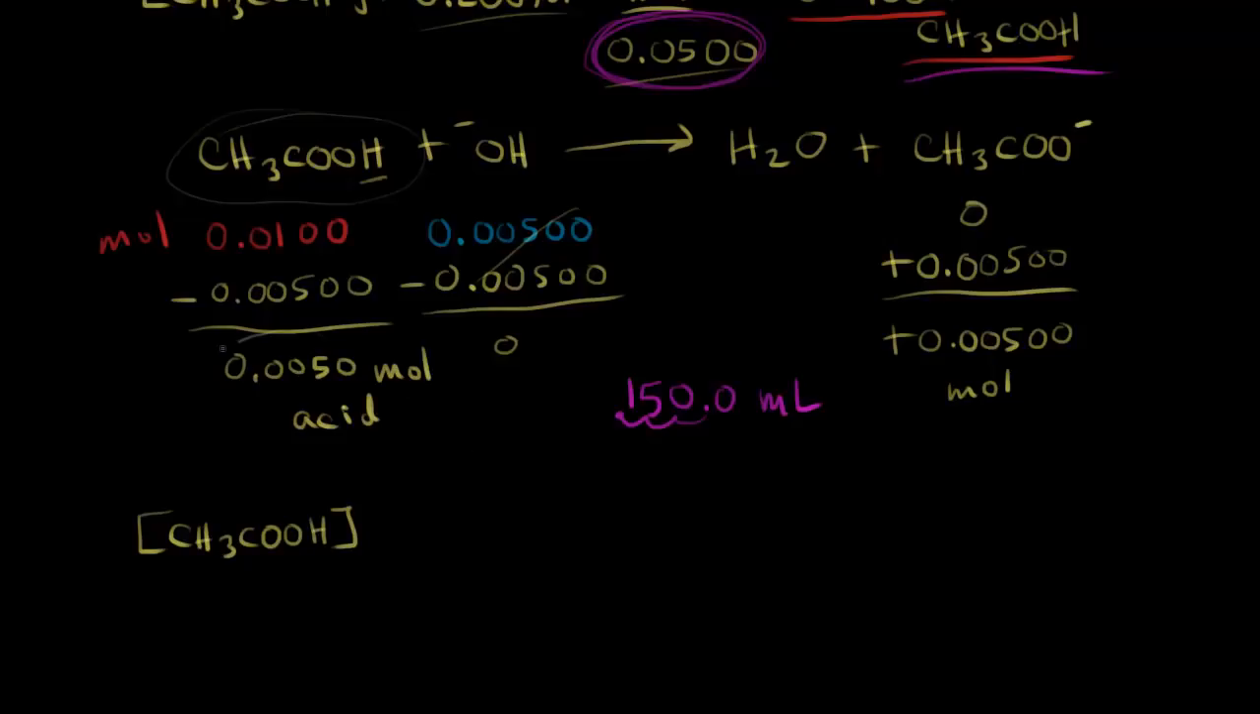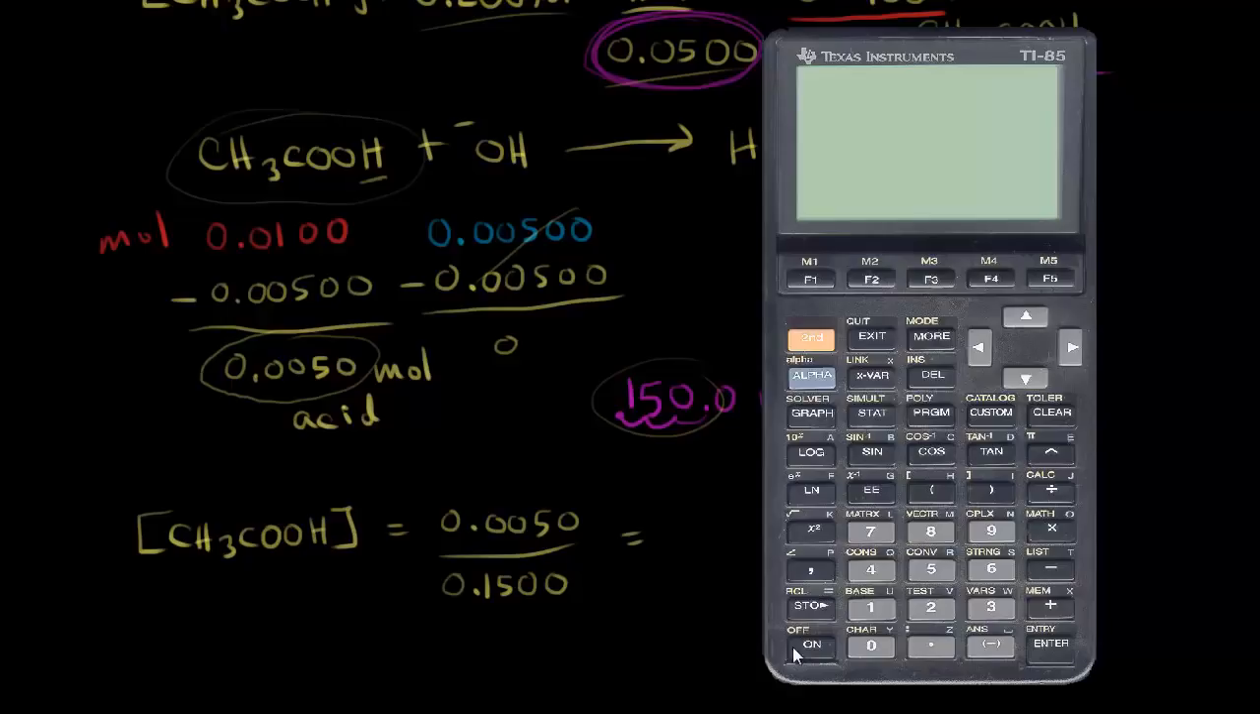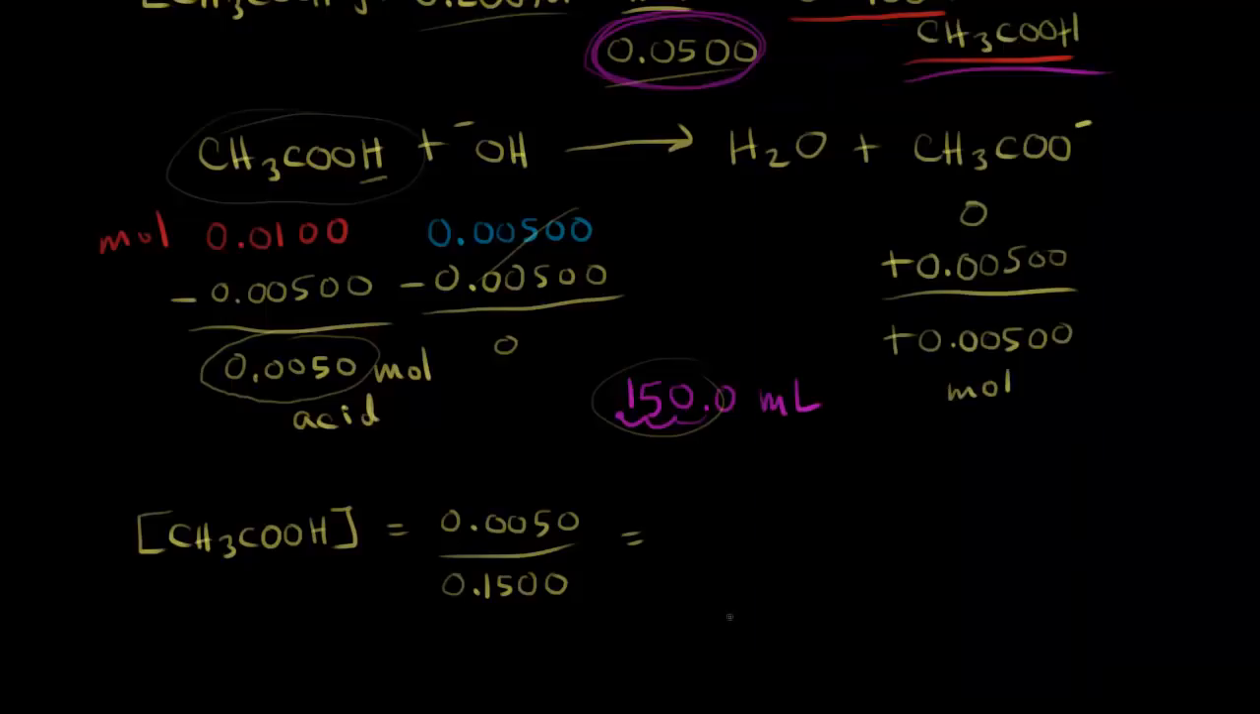All right, so we have 0.0050 moles. Let's go ahead and put that in, 0.0050 moles. And our volume is 0.150. So 0.150 is our volume. So we can go ahead and do our calculations. I'll just take out the calculator here. So we have 0.005 divided by 0.150, and we get 0.033. So the concentration is 0.033 molar.